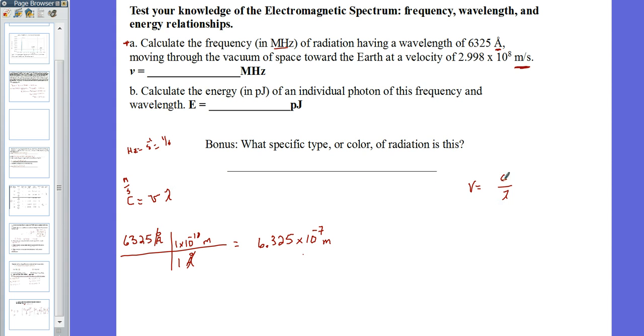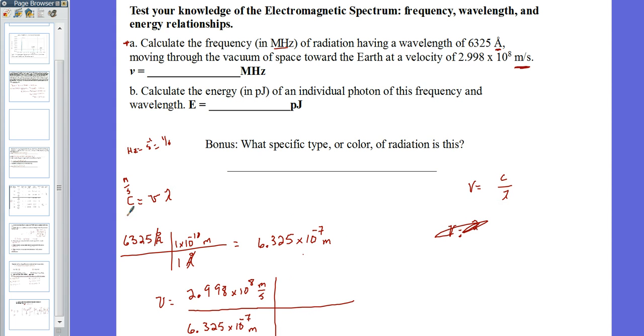Then once you have that, you could put that into that equation there, and that gives the frequency. Actually, I'm going to do that down here. Frequency equals the speed in meters per second, 2.998 times 10 to the 8th meters per second, divided by your newly found wavelength, 6.325 times 10 to the minus 7 meters.